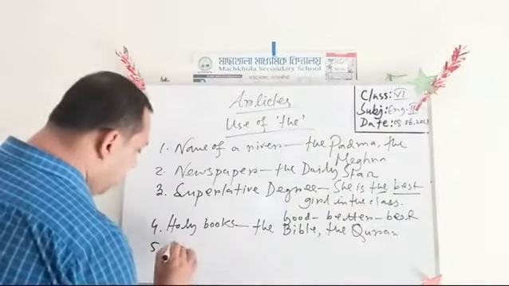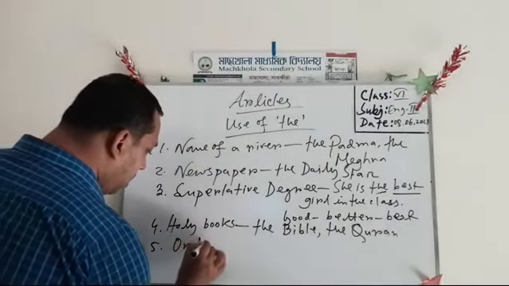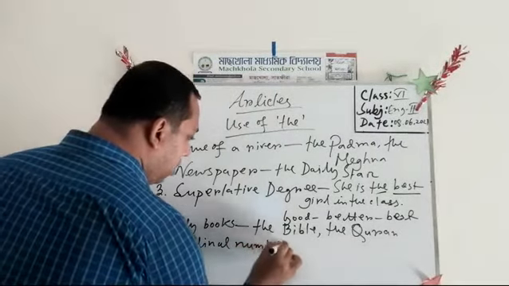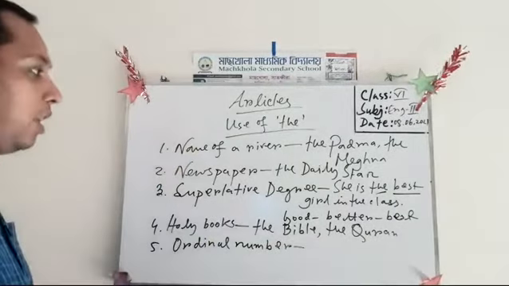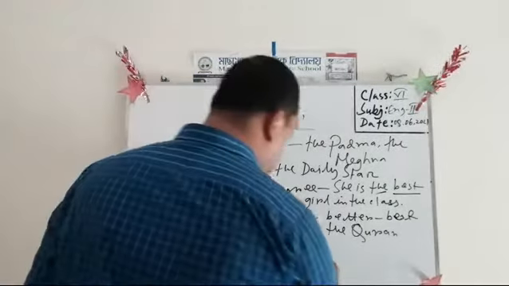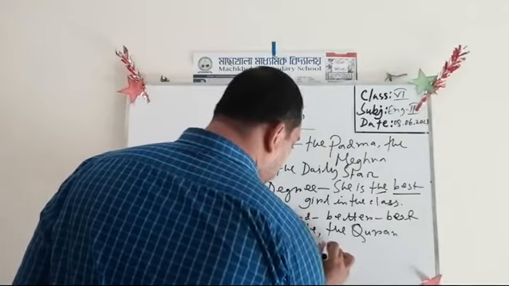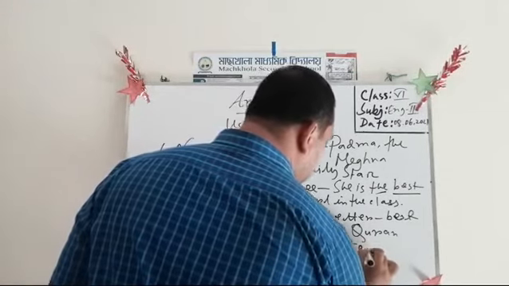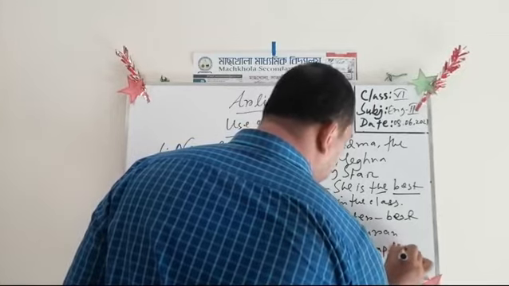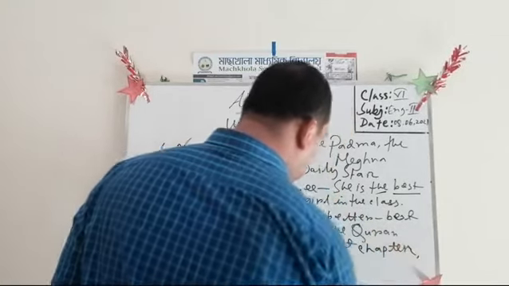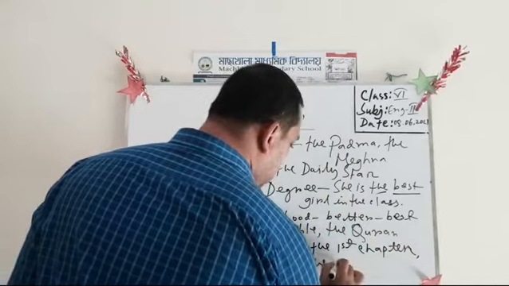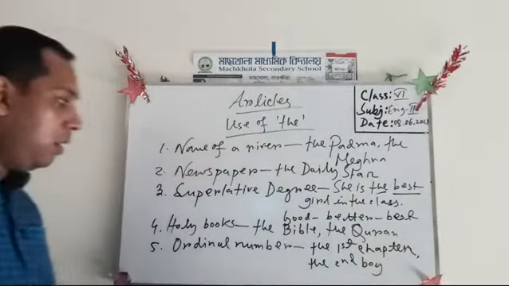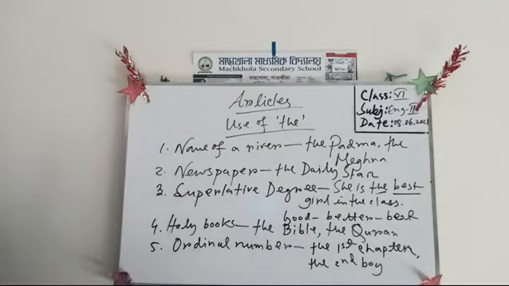Ordinal number. As for example, we use the first chapter, the second boy. So in this case we use the.